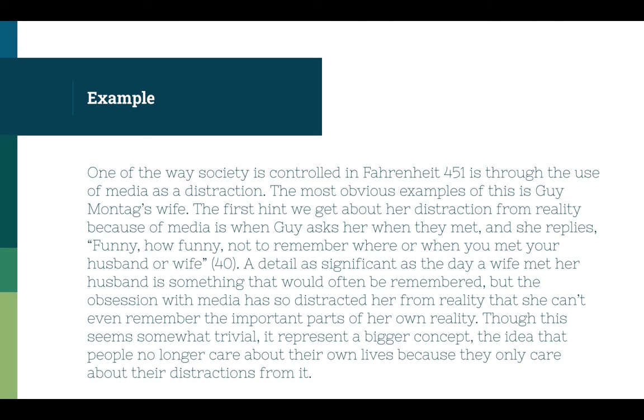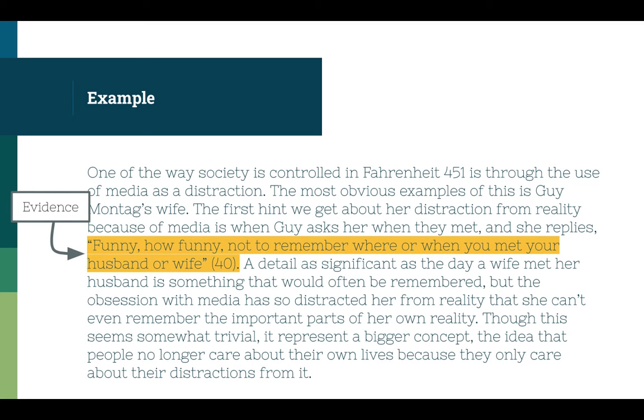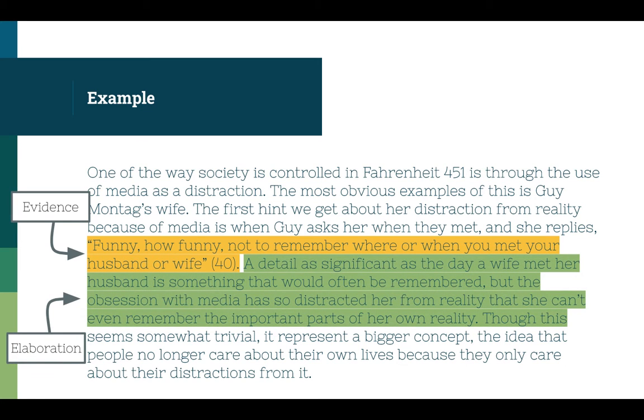So here's an example. We have this whole paragraph. The point is one of the ways society is controlled in Fahrenheit 451 is through the use of media as a distraction. That's our claim. You'll notice a little bit later down we have our evidence, which I've highlighted in yellow. And just after that is where our elaboration happens.